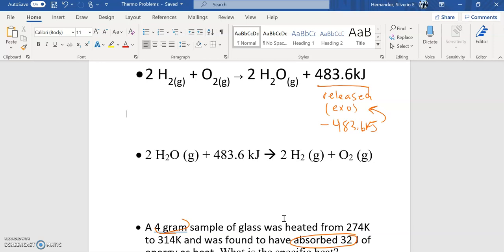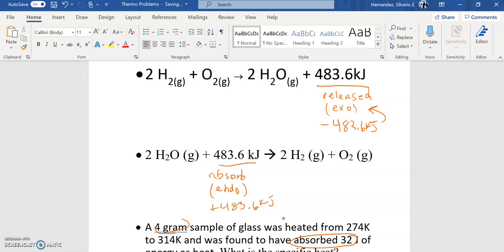So here, I'm decomposing the water back into hydrogen and oxygen elements, right? And so whenever you see the amount of energy written as part of the reaction that is on the reactant side, then it's actually taking energy in. So it's going to absorb energy. And as it absorbs energy, that means that it's an endothermic reaction. And sometimes you'll see it written as a positive 483.6 kilojoules.